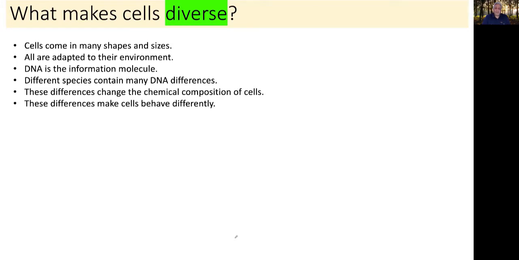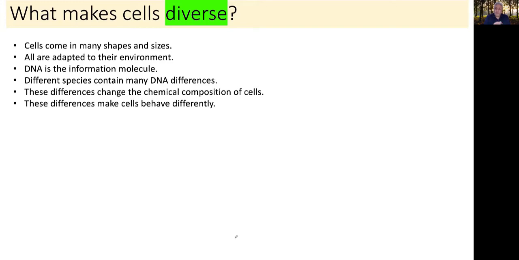These slight DNA differences between you and me may be enough to change your appearance or your biochemistry compared to mine. So I have black hair, you may have blonde hair, and that can be easily explained by differences in our DNA. And we'll get to that eventually. The last bullet point says that these differences not only make the cell have a different shape or size, but it can change the behavior of the cell.